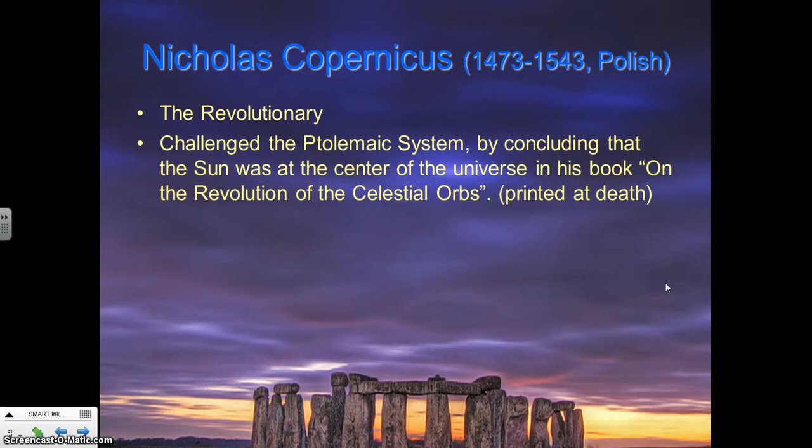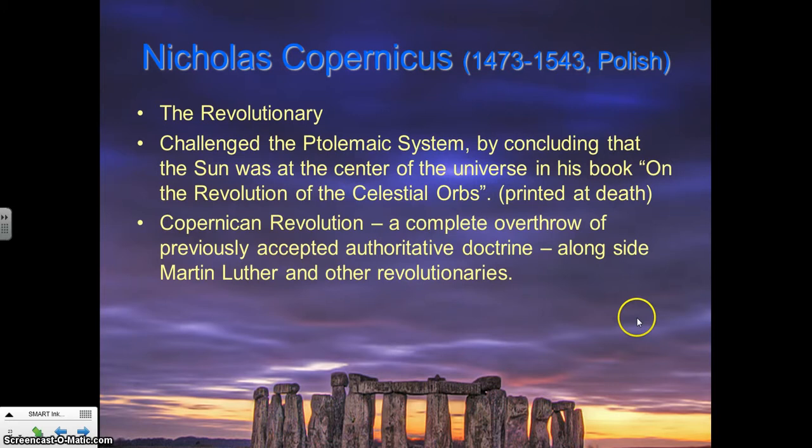So again, he challenged the Ptolemaic system, and his book was On the Revolution of the Celestial Orbs, and he printed it at his death. You know, Copernicus was no dummy. He knew that the church would come after him if he started printing this heresy, because it went against what the church was teaching. So he waited until he was right on his deathbed to print the book, and he did get to see a final copy of his book before he died, and that way he could bypass all of the persecution that he would have encountered had he published it early on in his life.